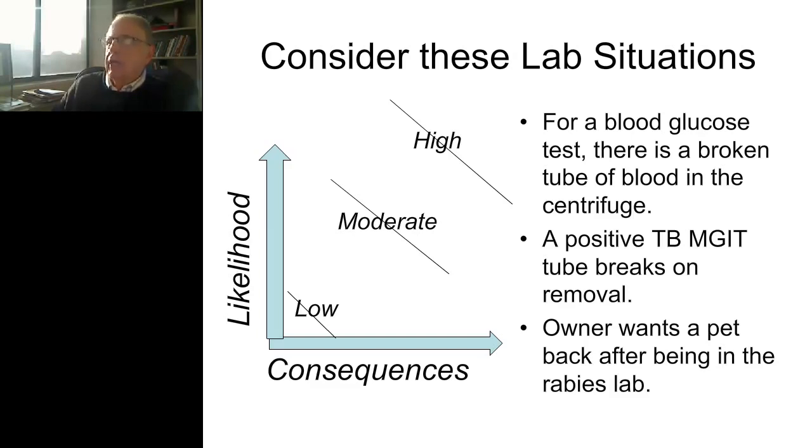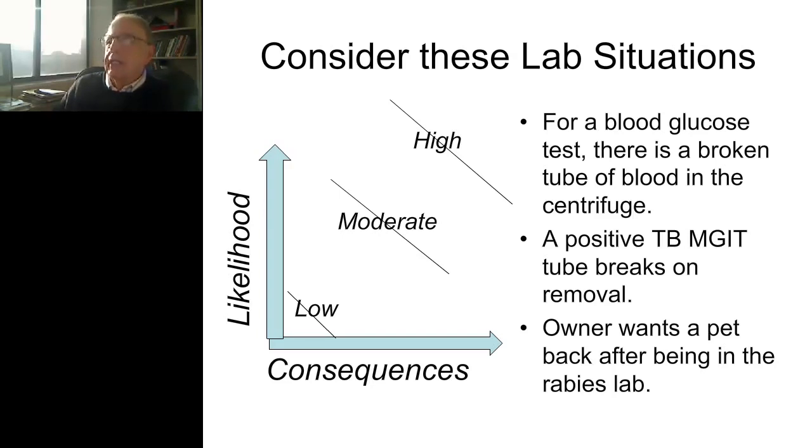So for a glucose test, you see there's a broken tube of blood in the centrifuge. Well, where would you put the likelihood and the consequences here? It's just a blood glucose test. There's no infectious process going on here that you know of. But there could be a bloodborne pathogen issue. So, of course, you have to be concerned of that. But hopefully everybody in your laboratory has received hepatitis B vaccine, but there's hepatitis C and HIV to be concerned about as well. So there are consequences associated here.